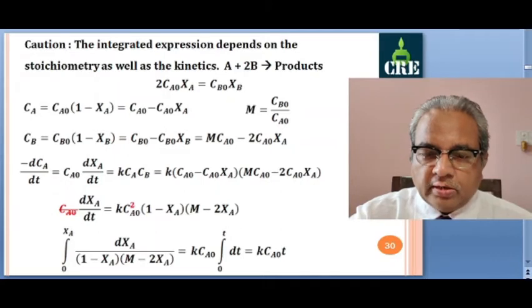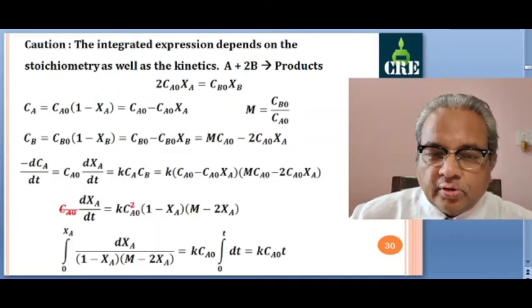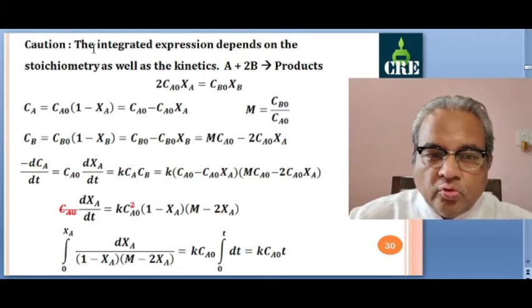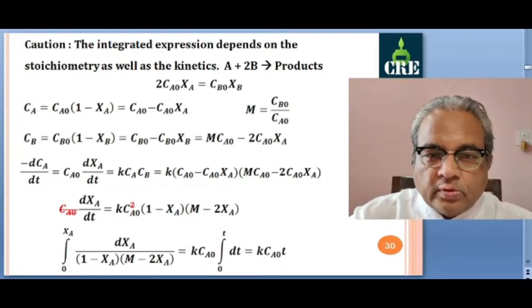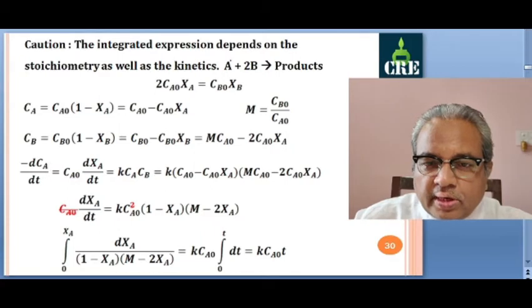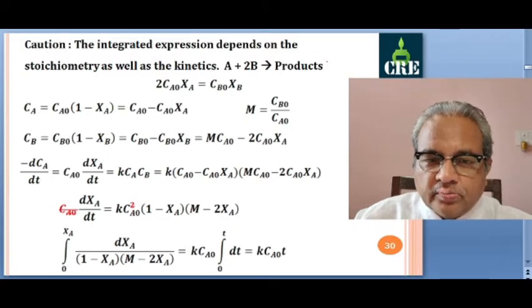Today we will start with the topic second order reactions. Here we have to note that the integrated expressions depend on stoichiometry as well as kinetics. So here the stoichiometry of the reaction is A plus 2B gives products. That means 1 mole of A reacts with 2 moles of B to give products.